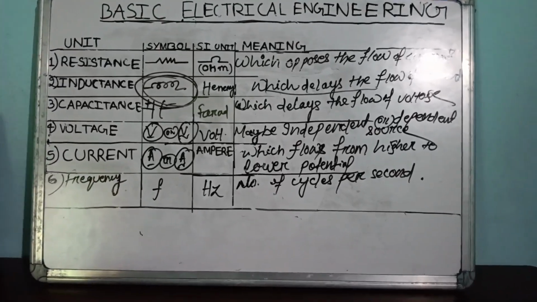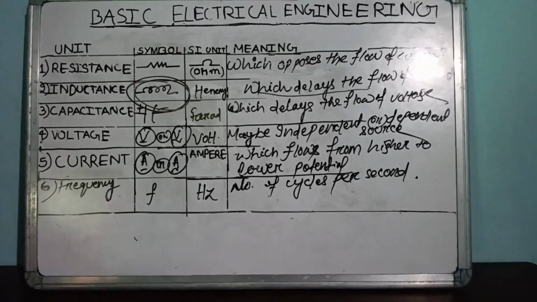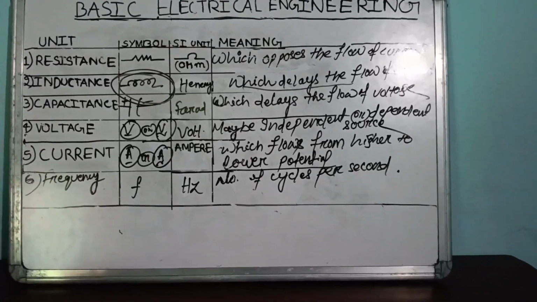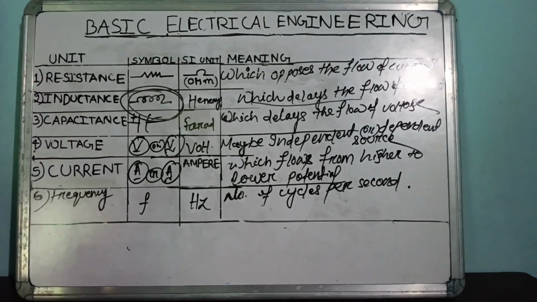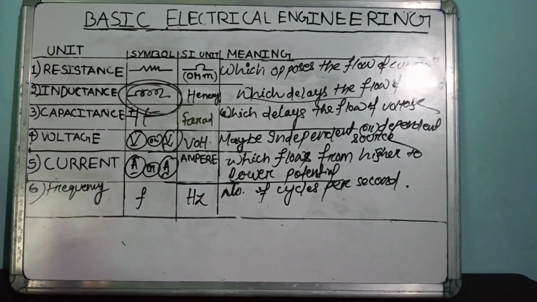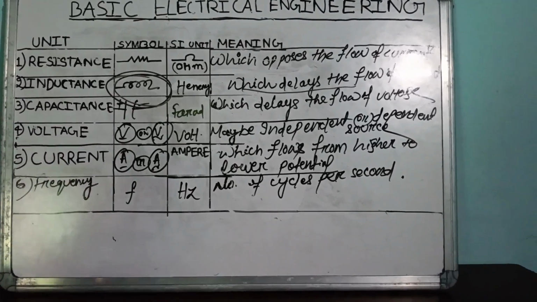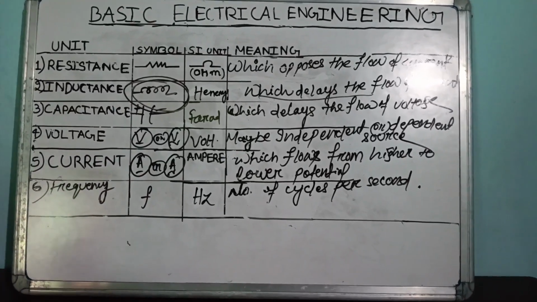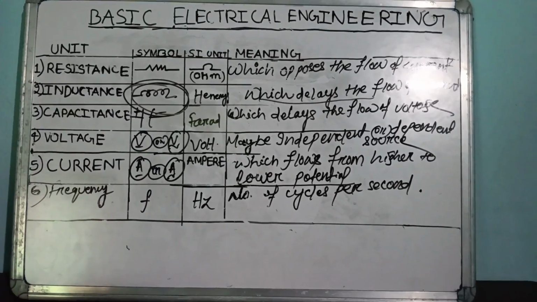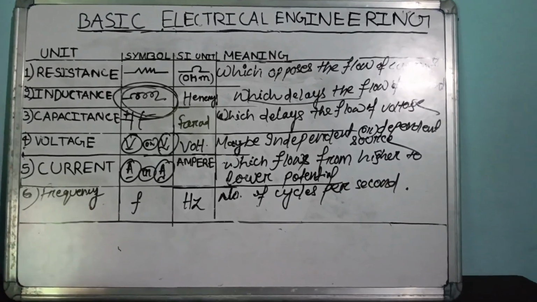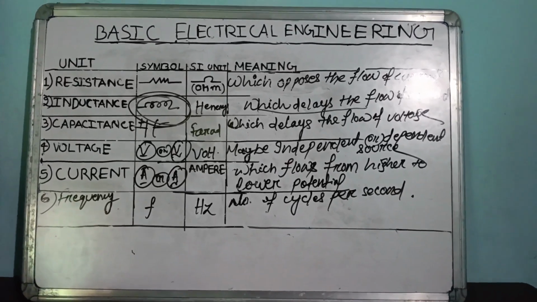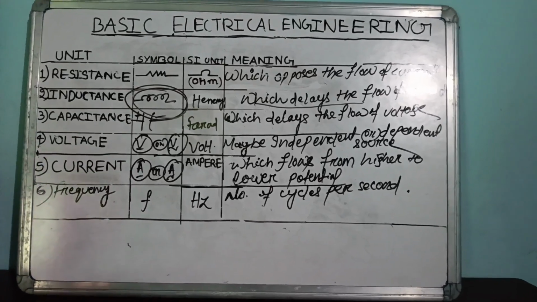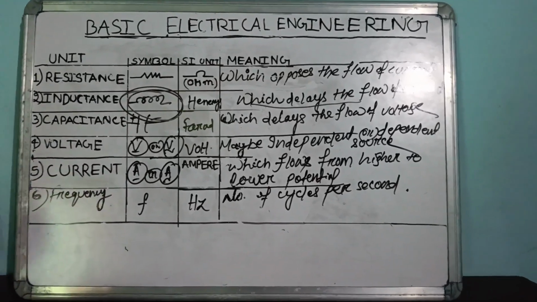So what is resistance? Resistance is nothing but that which opposes the flow of current. For example, you are driving a car on the road at a constant speed. When humps come in front of you, you have to slow down your vehicle. That means you restrict the speed of your bike or vehicle. Similarly, when current flows in the circuit, if there is resistance, the flow of current reduces or is restricted.